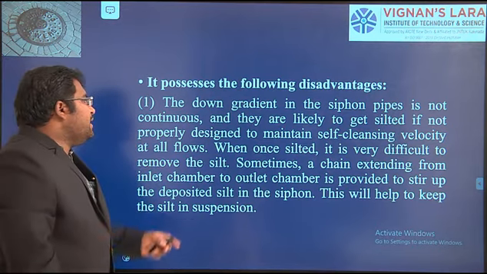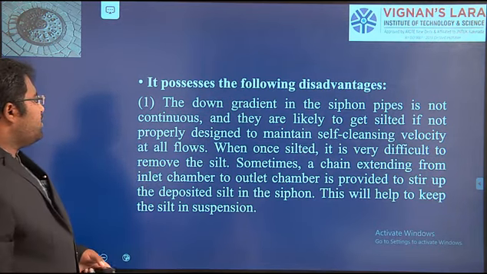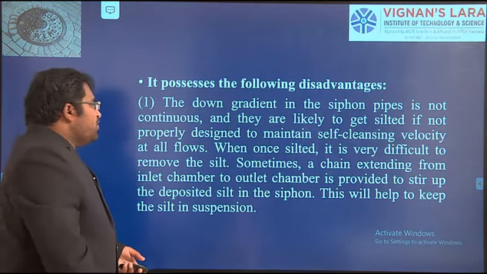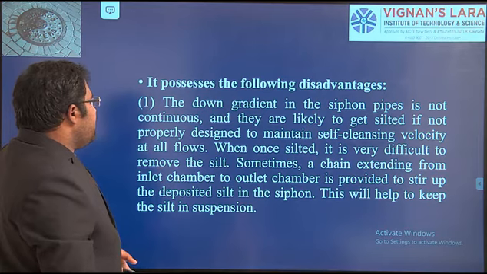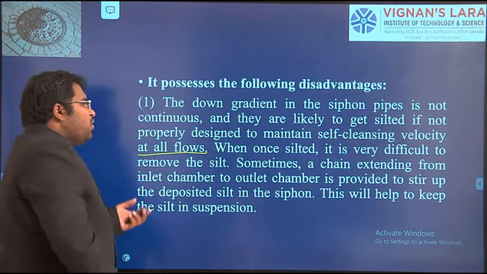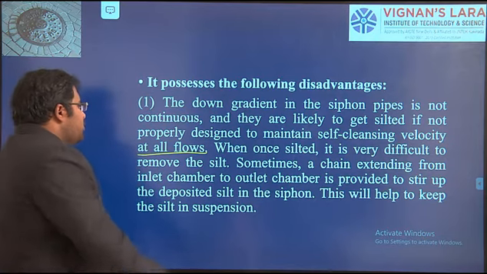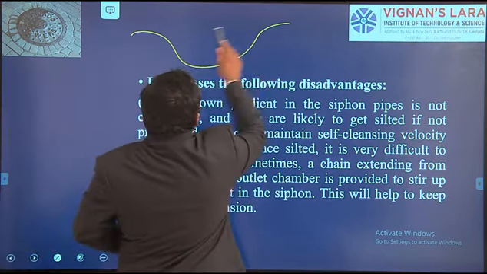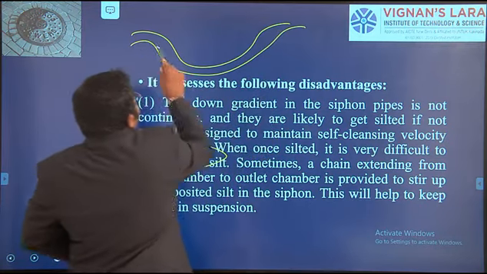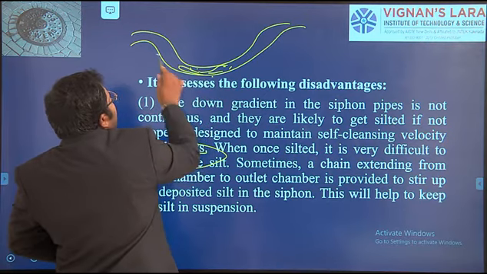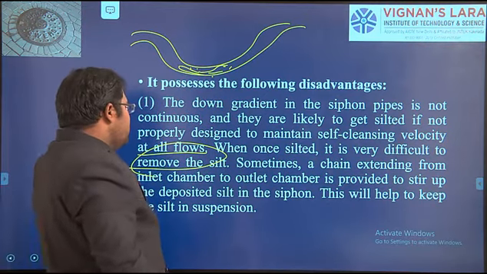The down gradient in the siphon pipe is not continuous and they are likely to get silted if it is not properly designed and maintained. Self-cleaning velocity also flows. Once silted, it is very difficult to remove the silt from that portion. Now, if you have a portion like this, you have to take care that no silt will be accumulated here. If silt is accumulated here, it is very difficult to remove.